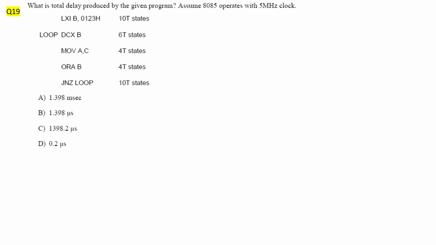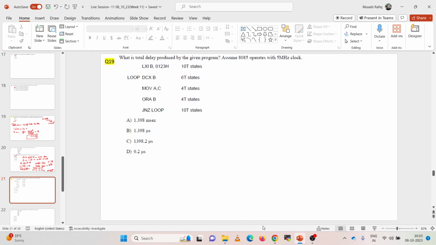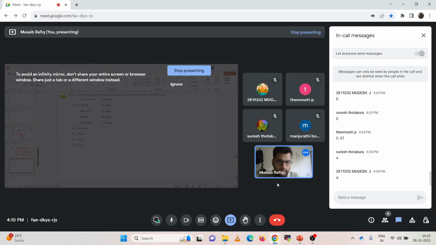So I would like you guys to do this first. What is the total delay produced by the given program? Assume the 8085 operates with a 5 megahertz clock. So you are going through this program and you need to find out the delay. Do it, then I'll just show the solution.